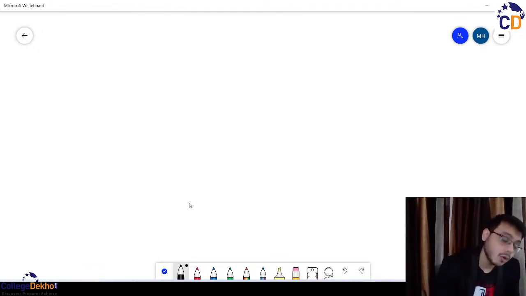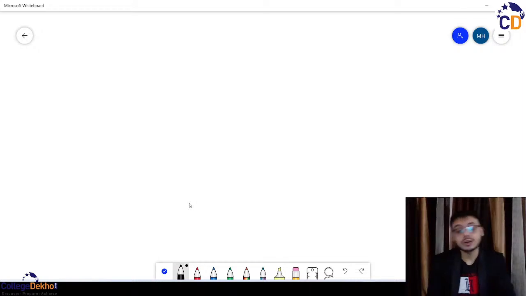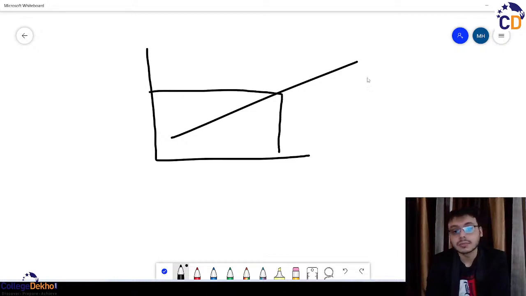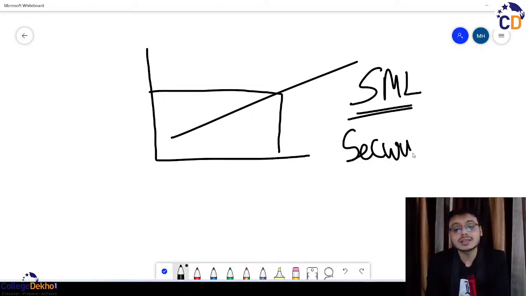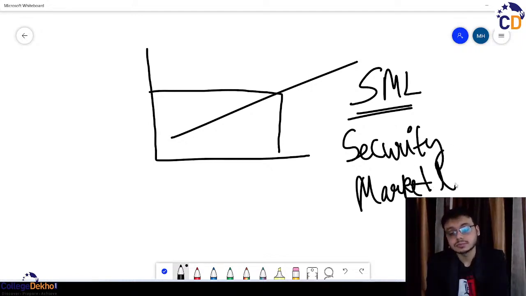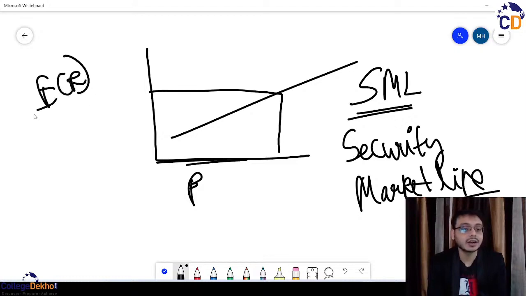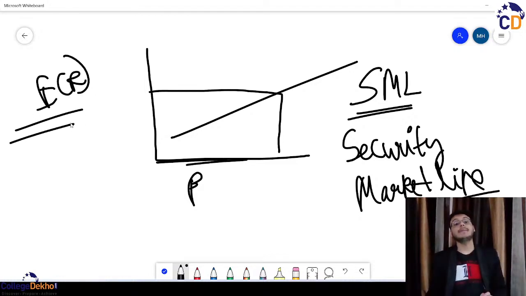अब CAPM model की बात हो रही है. From the CAPM model, we try to derive a line which is the SML line, or the security market line. The security market line takes into consideration the beta, or the systematic risk, on the x-axis, and on the y-axis you have the expected return. Okay, that is your security market line.